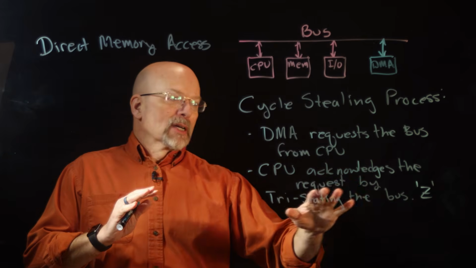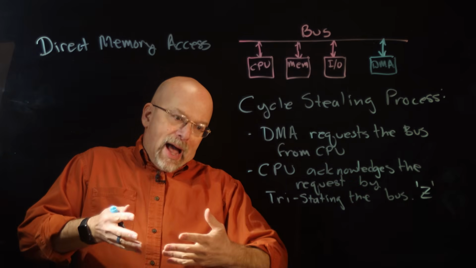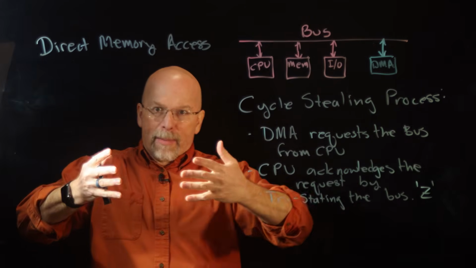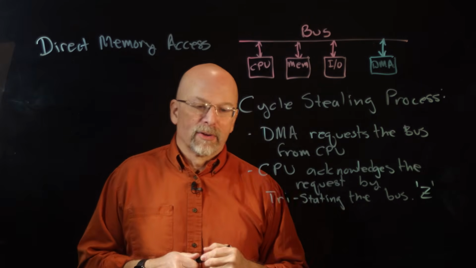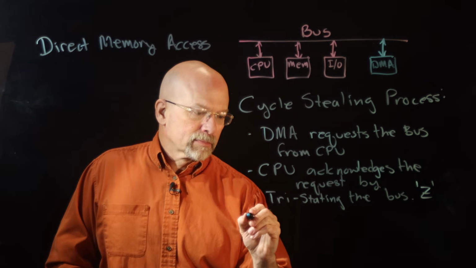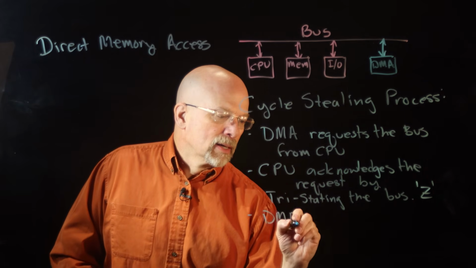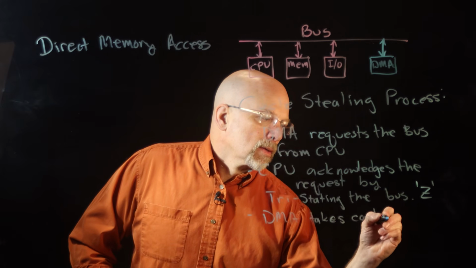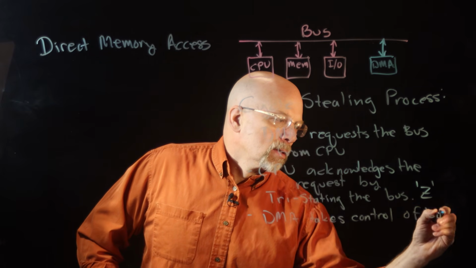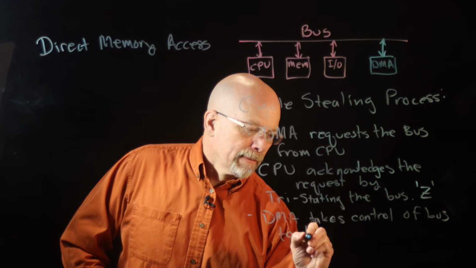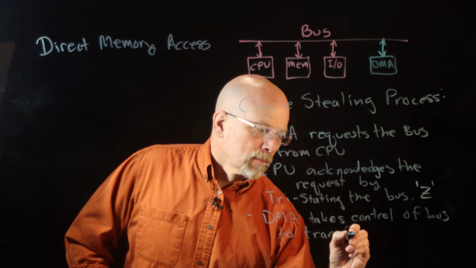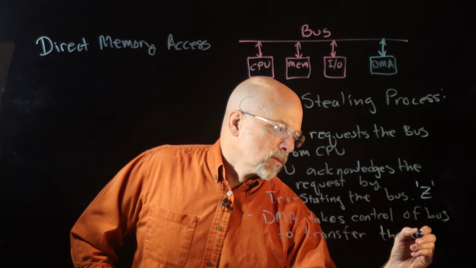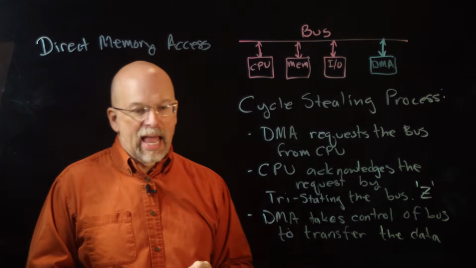And so the CPU acknowledges it by saying, okay, I'm going to give you a signal saying I've acknowledged that you can have the bus, but I'm also disconnecting myself from the bus, all right? And then the DMA takes the bus to transfer the data, or more specifically, the data element.